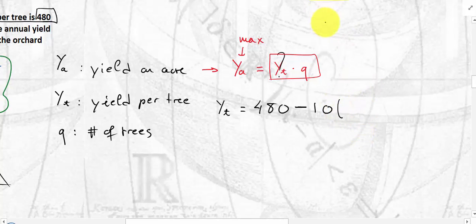Now, what multiple of 10? Well, let's see. Q can be 14, 15, 16, 17, right? If Q is 14, you don't want to take away any 10 right here. The yield is 480.